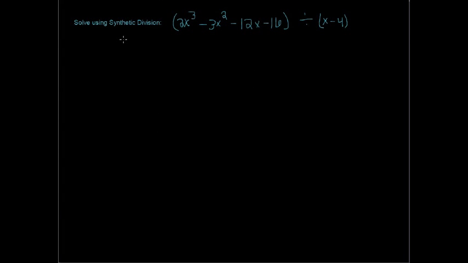I just whacked my computer. Okay, the equation is 2x to the third minus 3x to the second minus 12x minus 16 divided by x minus 4. Now, give me a second. Let me turn to my own notes so I can make sure I'm doing this right, because it's written down here.